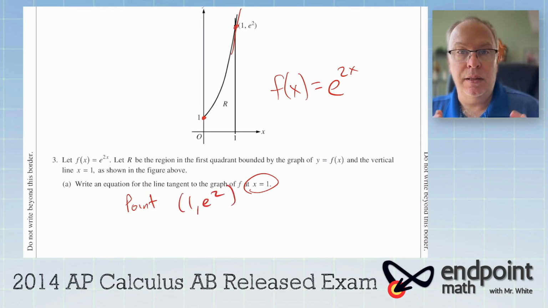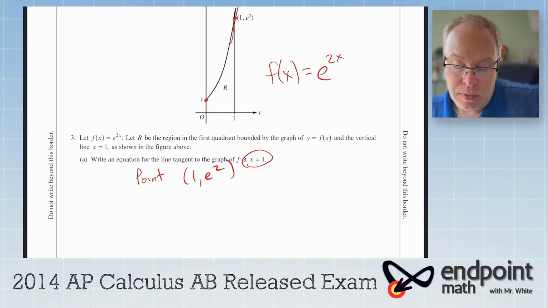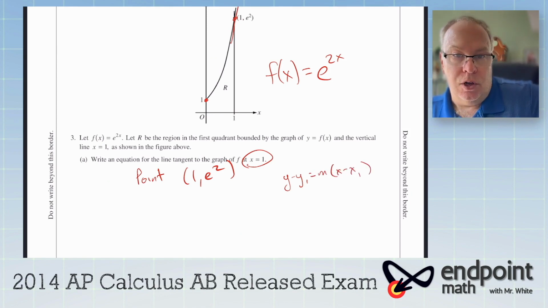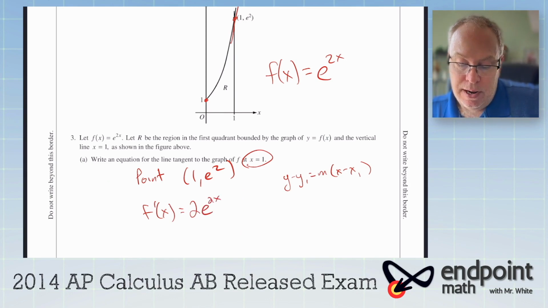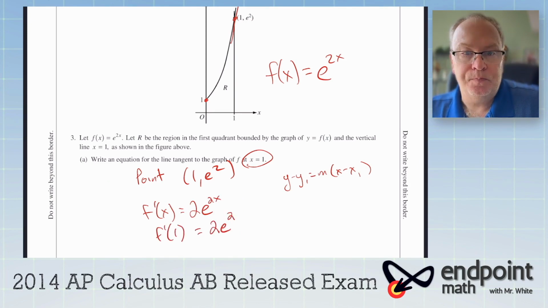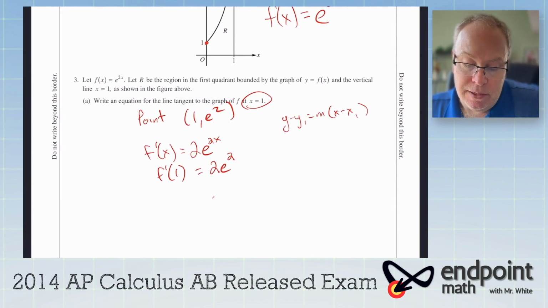So what else do we need? We need the slope. You remember that equation, y minus y1 equals m times the quantity x minus x1? All we need is the slope, and we'll be in good shape. So where does the slope come from? The derivative. The derivative of f of x would be 2e to the 2x because of the chain rule, you know that, right? And then you plug 1 in there. f prime of 1 equals 2e squared. So we're ready to write the equation of the line.